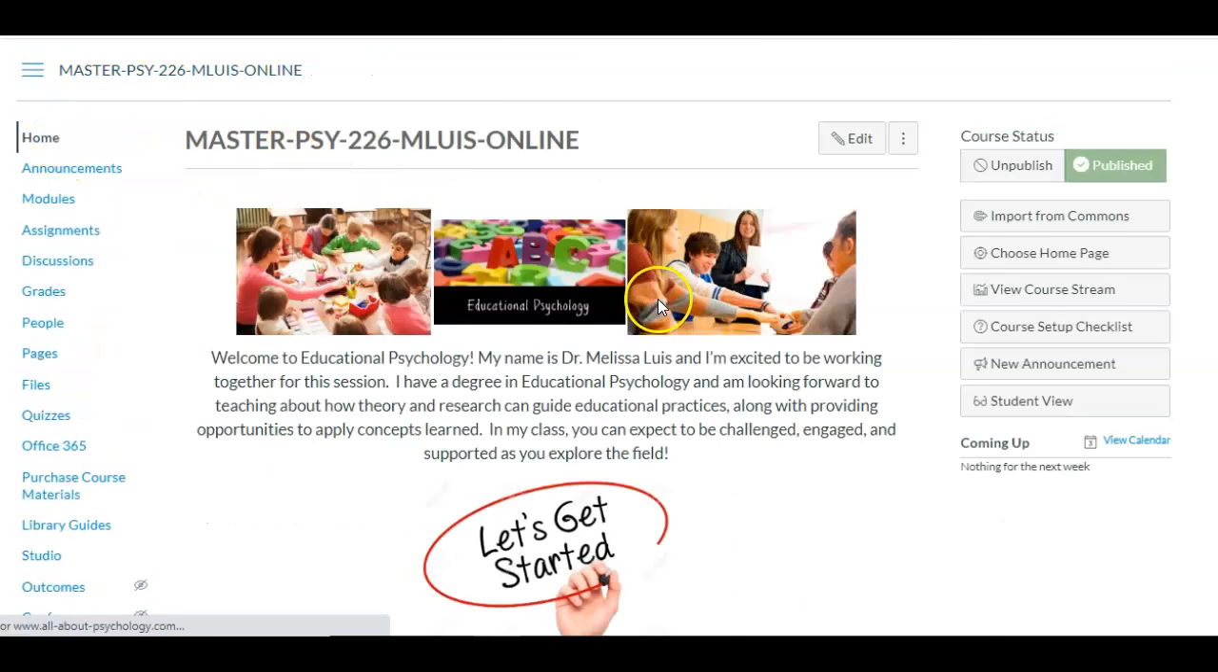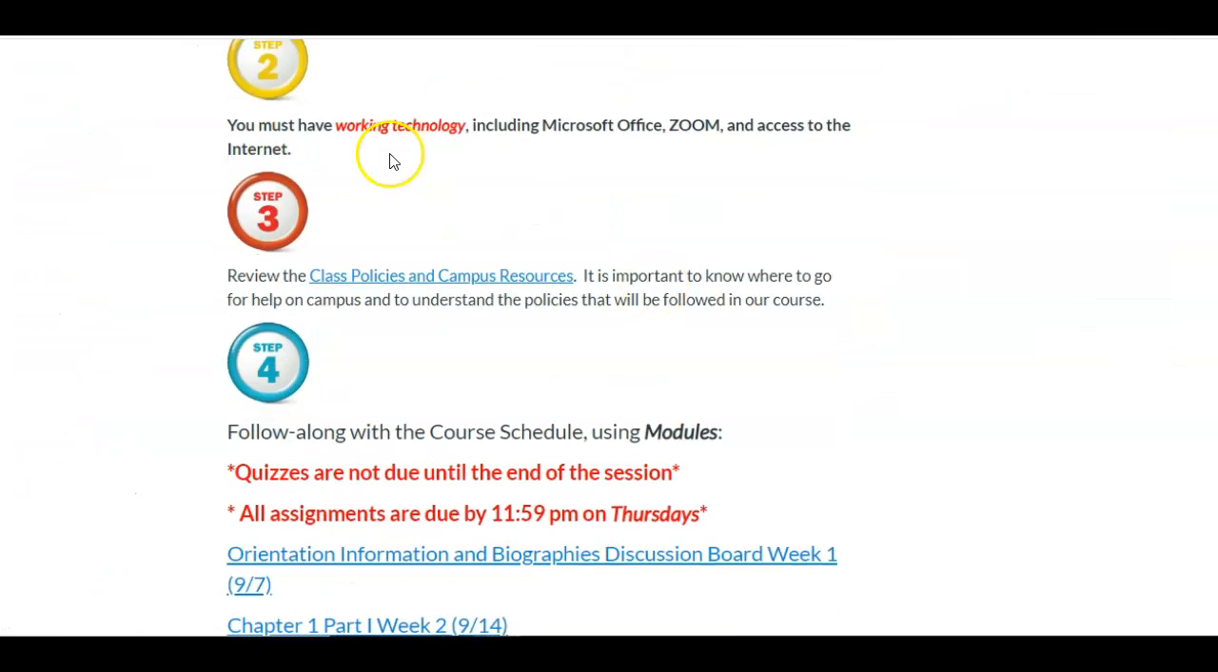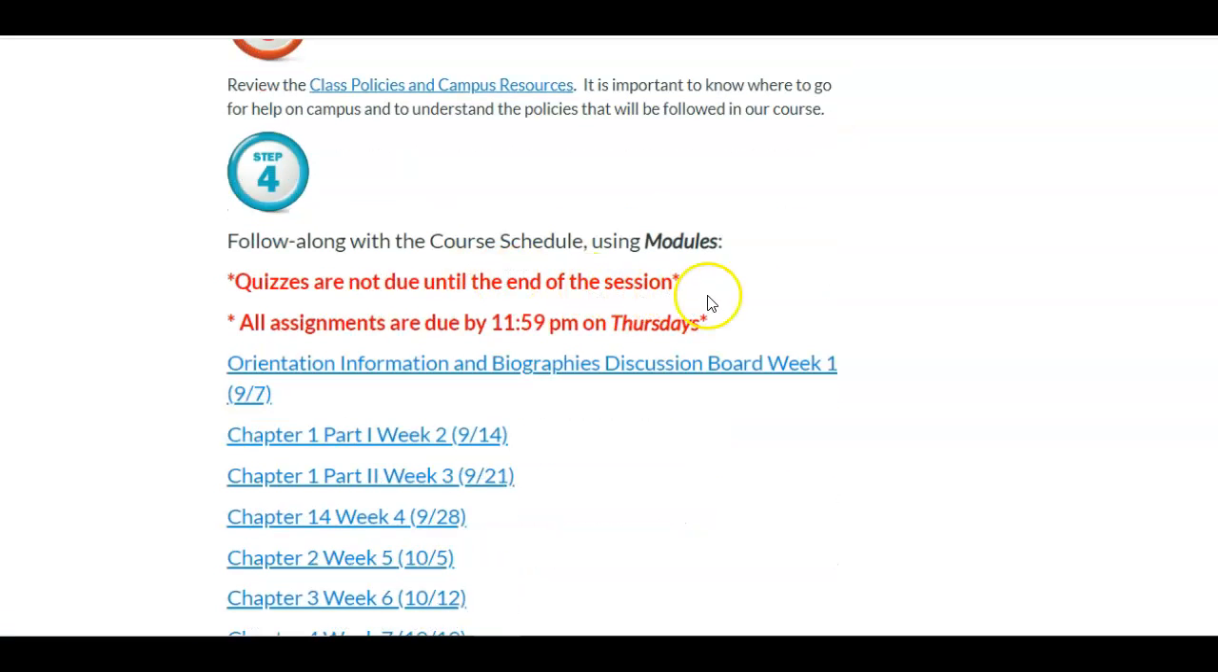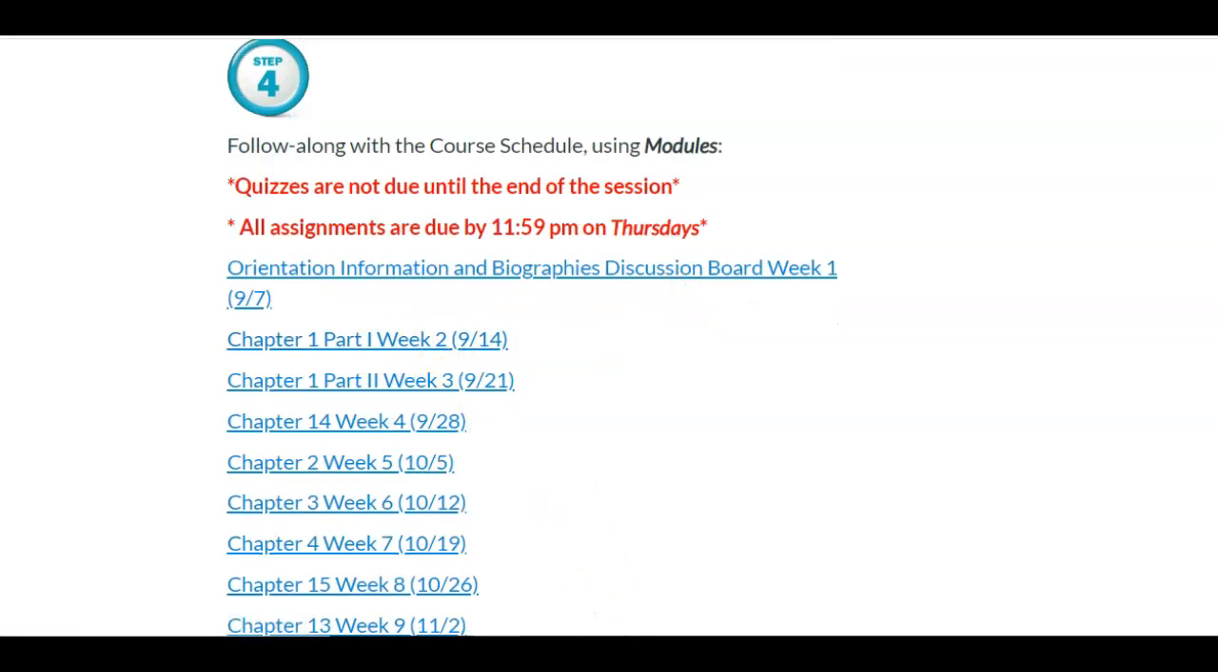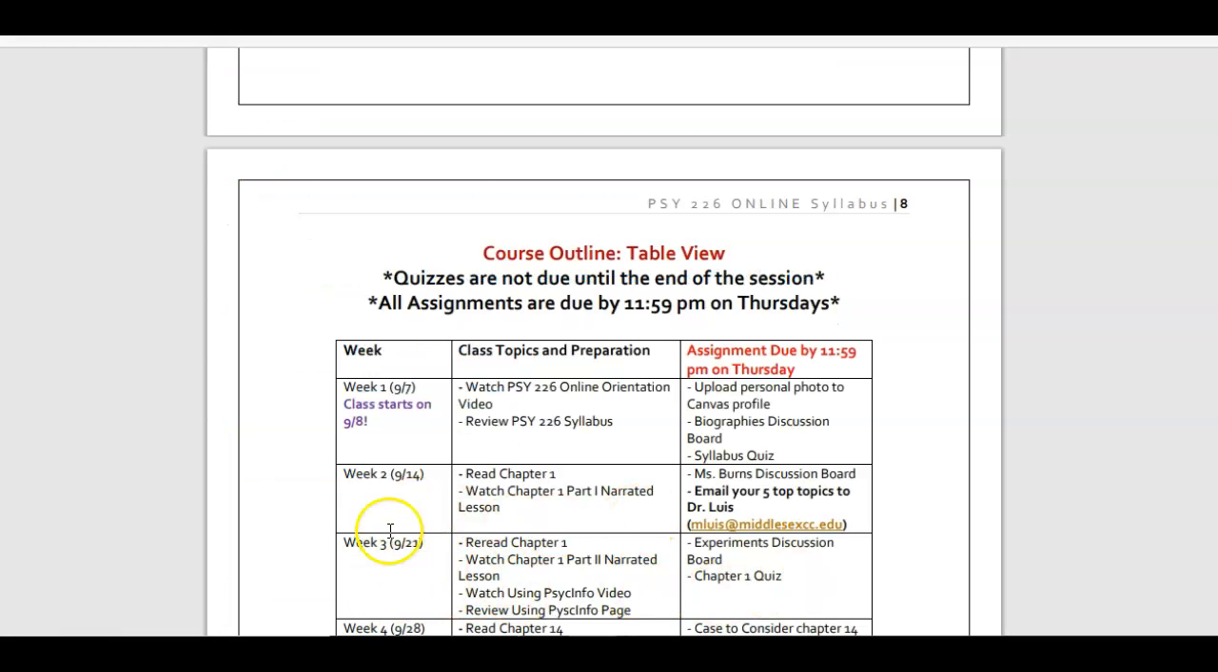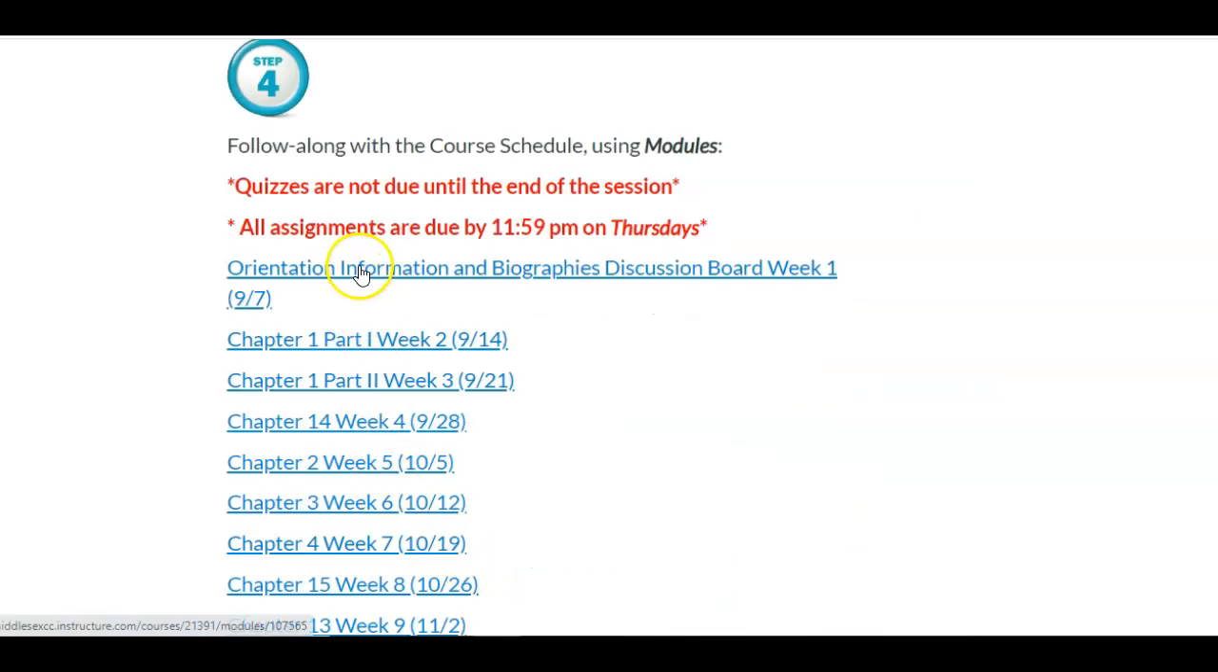So that's step number 1. I've got my course materials. You need to have working technology, which has already been mentioned. I've talked about class policies and campus resources, so that page in the syllabus is actually here for you. And then, as I mentioned, we're going to be using modules. So each week, remember how the syllabus is laid out like this? Okay, you see each week here? So each week breaks down into a module.